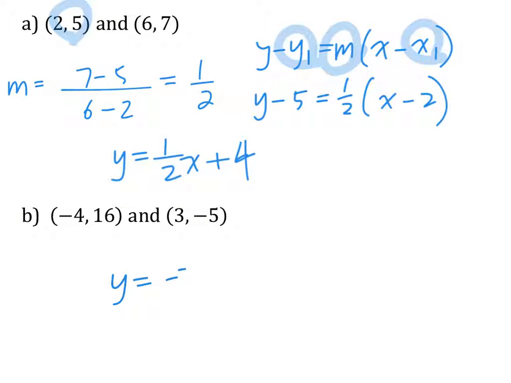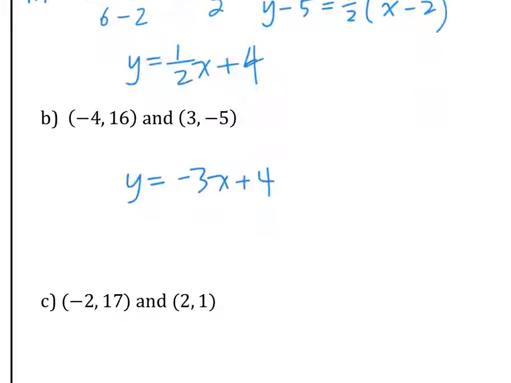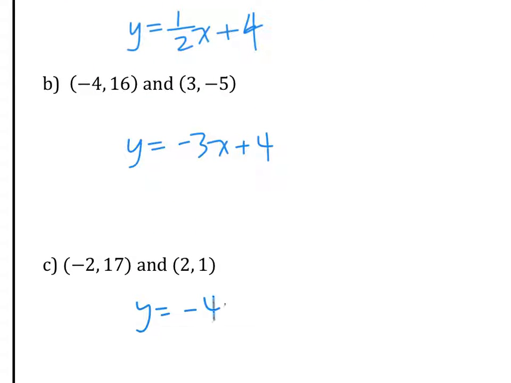B is y equals negative 3x plus 4, and then the last one is y equals minus 4x plus 9.